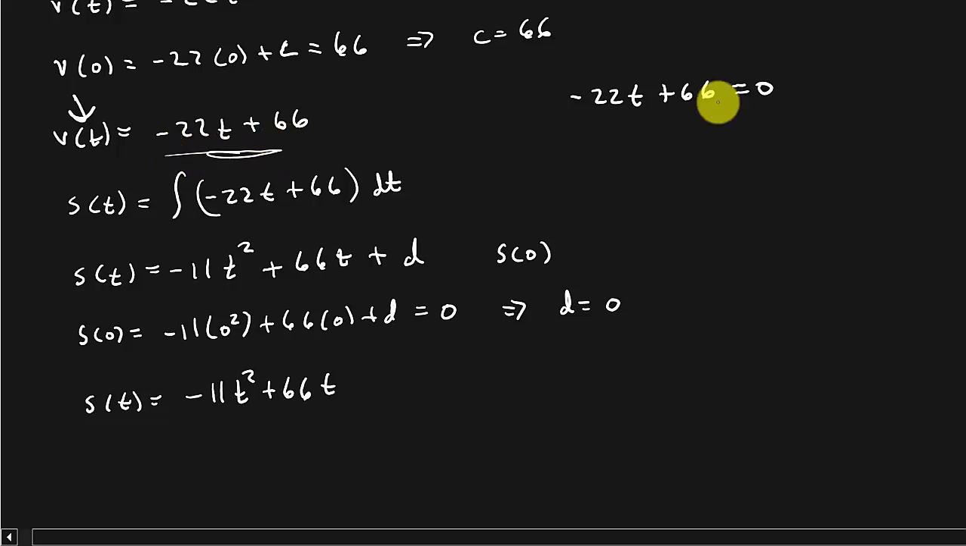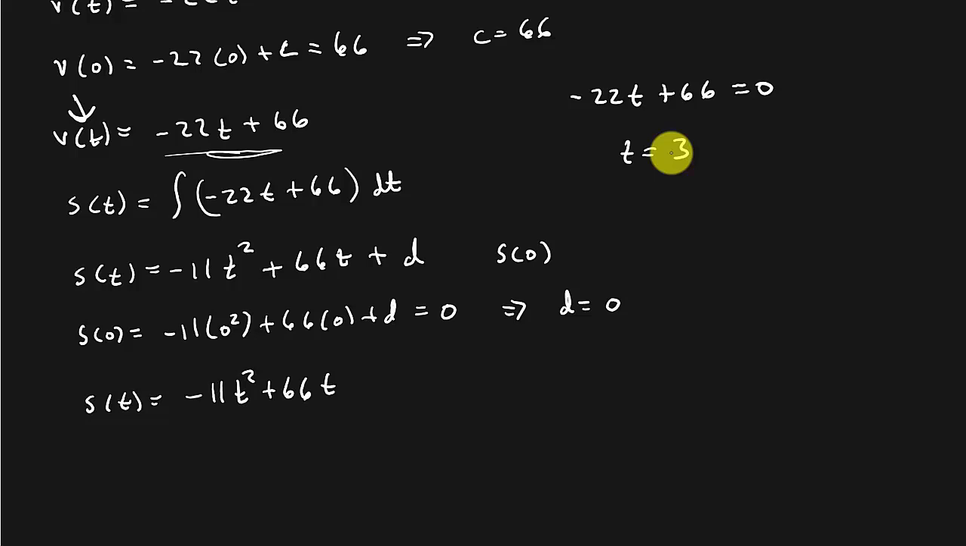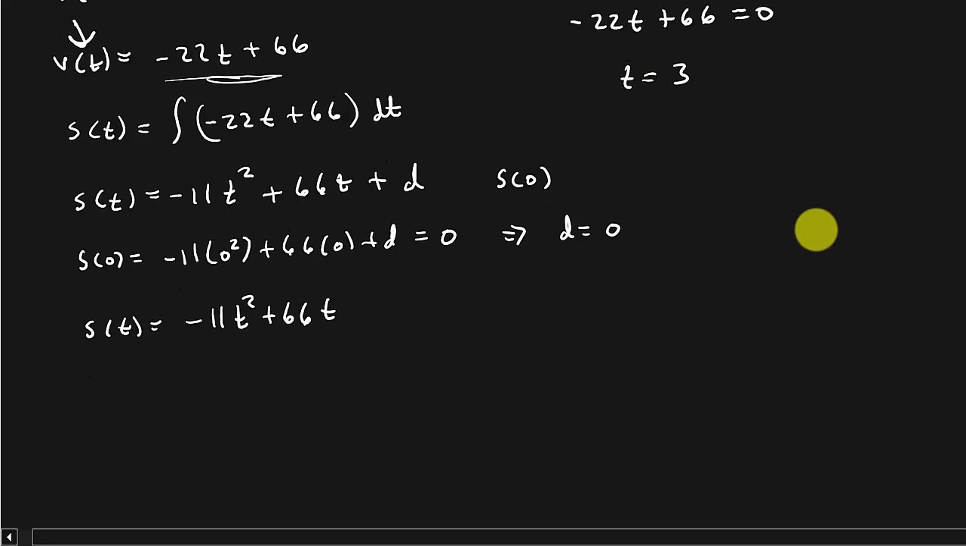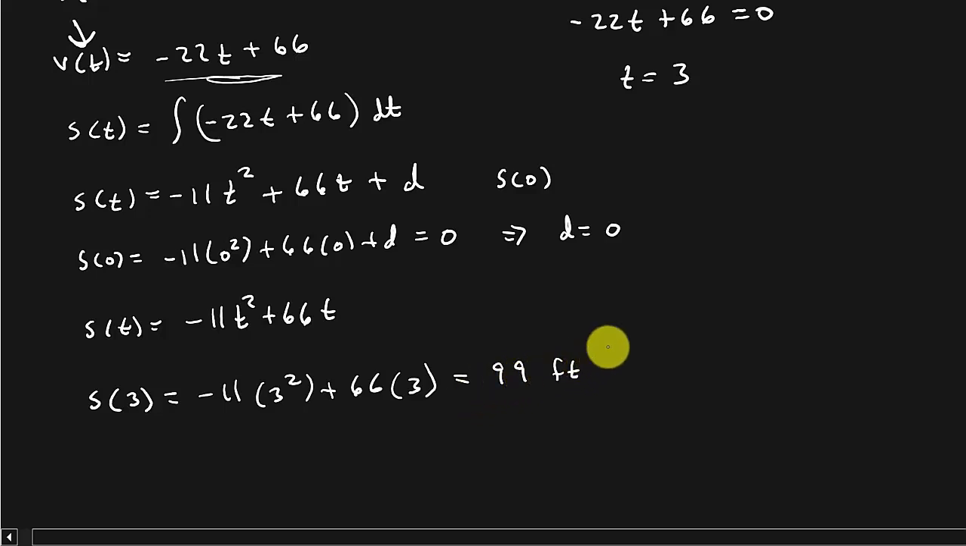So if we take the velocity, set it equal to 0, and solve for t, we get 3 seconds. So after 3 seconds, he came to a stop. That's the time that he came to a stop. So now if we take t equals 3 and plug it into our position formula S of t, that's negative 11 times 3 squared plus 66 times 3, and that is equal to 99 feet. And there's your answer.